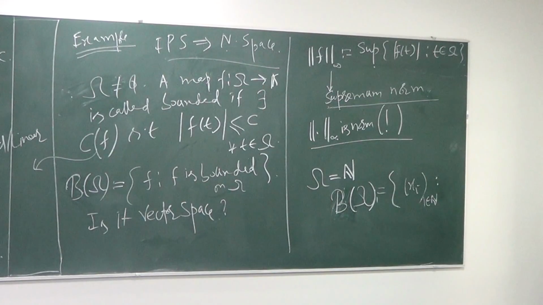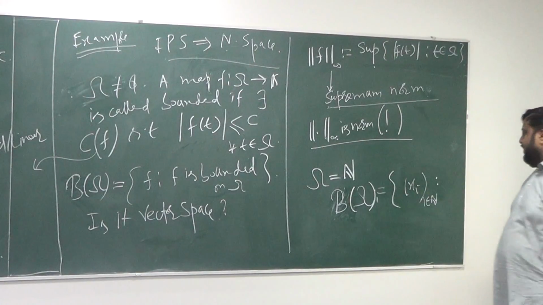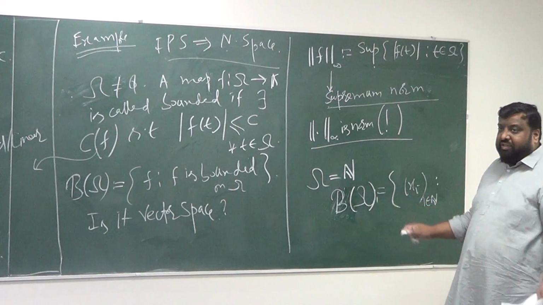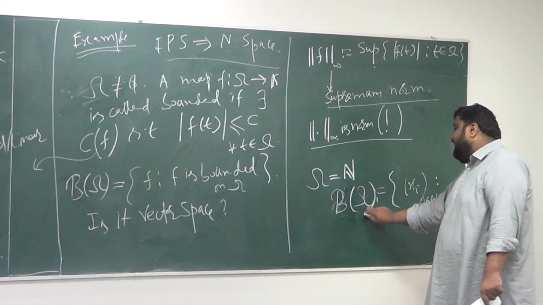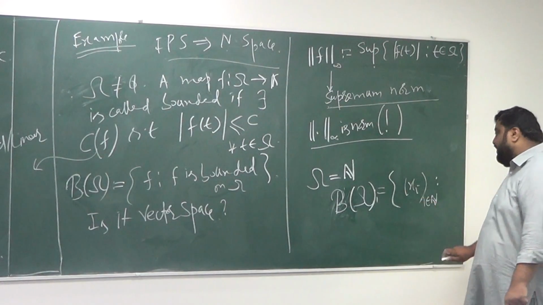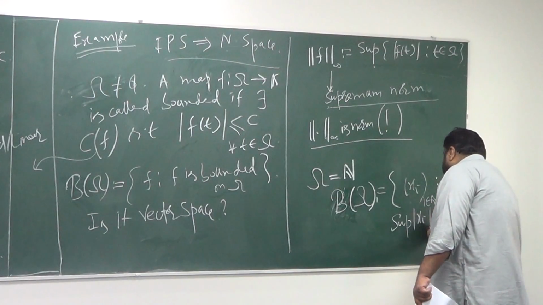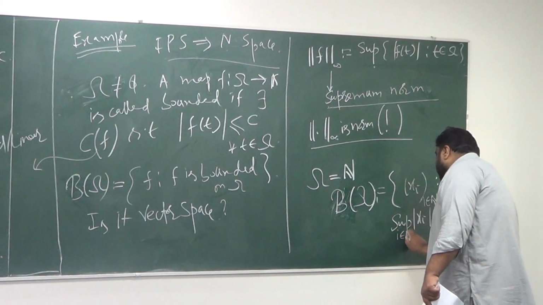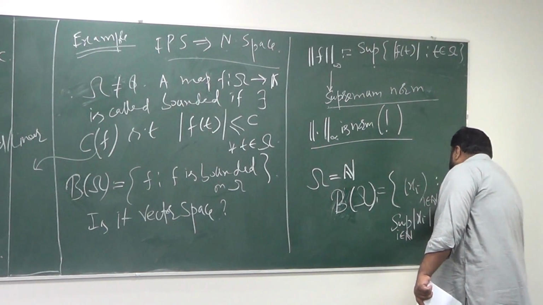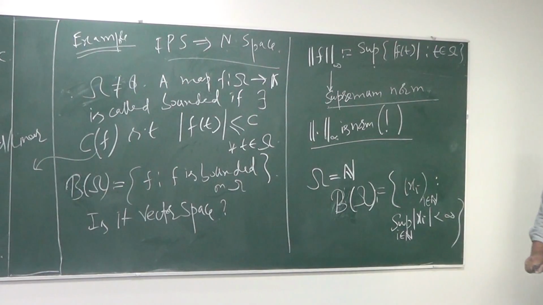So here's the thing. Just try to figure it out for yourself. I'm saying that it's a collection of such sequences for which the supremum of xi's, where i belongs to N, is finite.